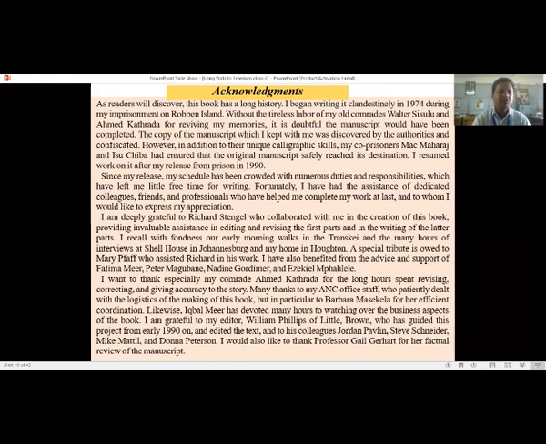The copy of the manuscript which I kept with me was discovered by the authorities and confiscated. However, in addition to their unique calligraphic skills, my co-prisoners Mac Maharaj and Ishu Chiva had ensured that the original manuscript safely reached its destination. I resumed work on it after my release from prison in 1990.